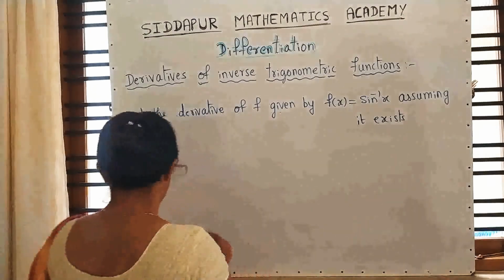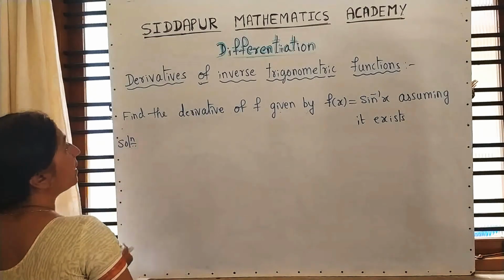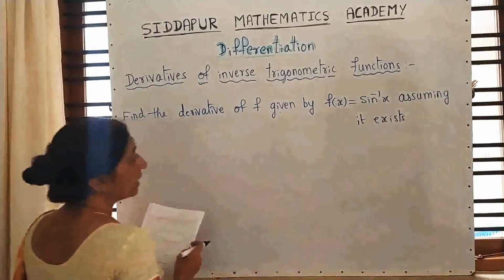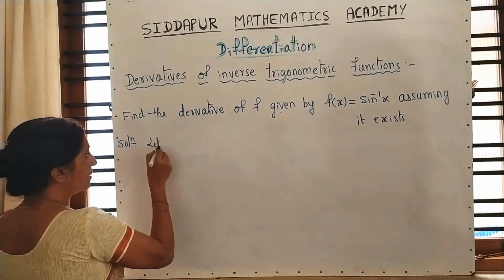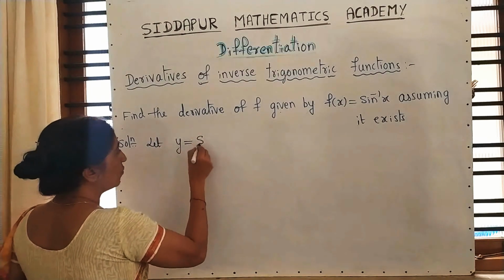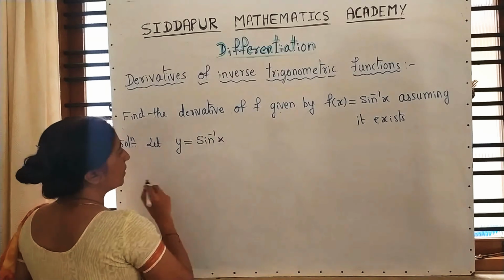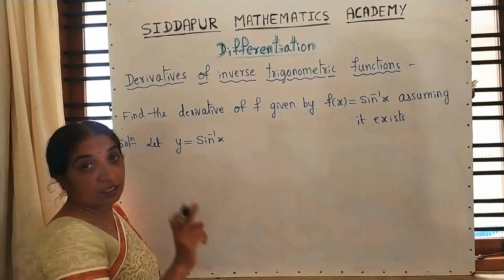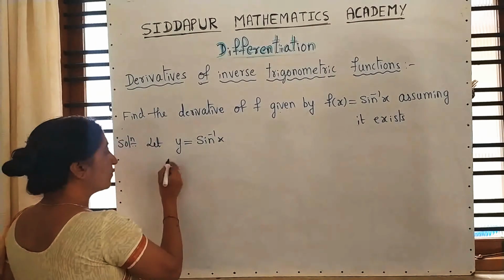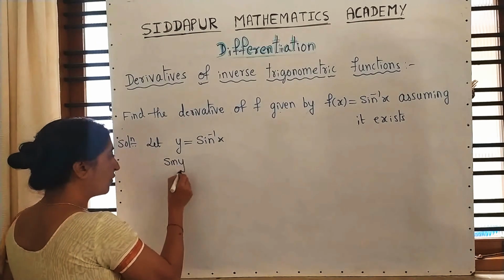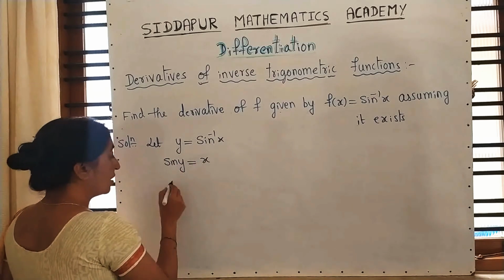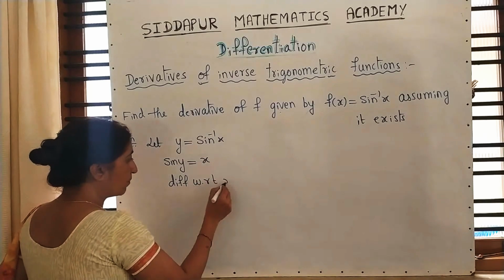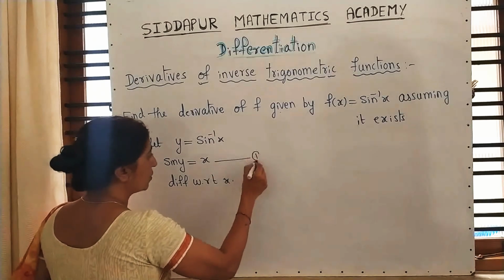First one, find the derivative of f given by f of x is equal to sine inverse x, assuming it exists. Let us take y is equal to sine inverse x. You are already familiar with inverse trigonometric functions. Take only sine inverse on this side, it becomes sine y is equal to x. Now differentiating with respect to x. This is equation 1.